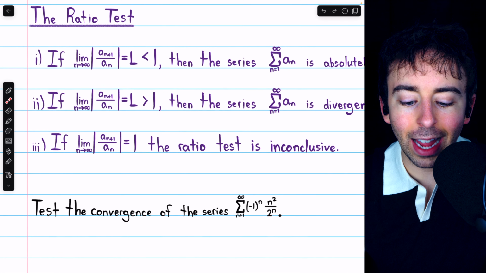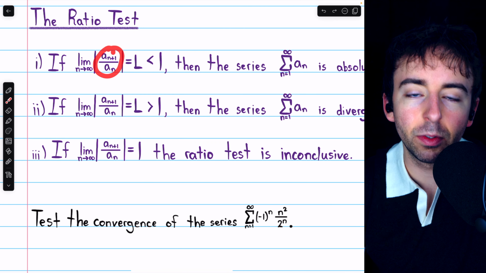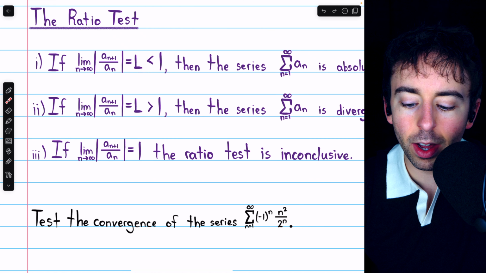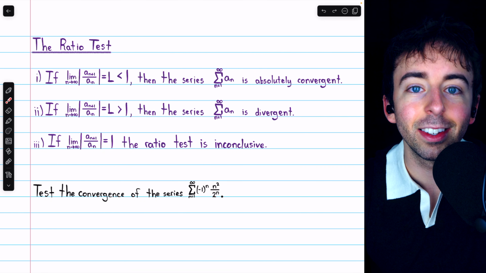Recall, we're going to have to look at the limit of the magnitude of the ratio of consecutive terms of the series. If that limit is equal to some number that's less than 1, then our series is absolutely convergent, which also means it's convergent.